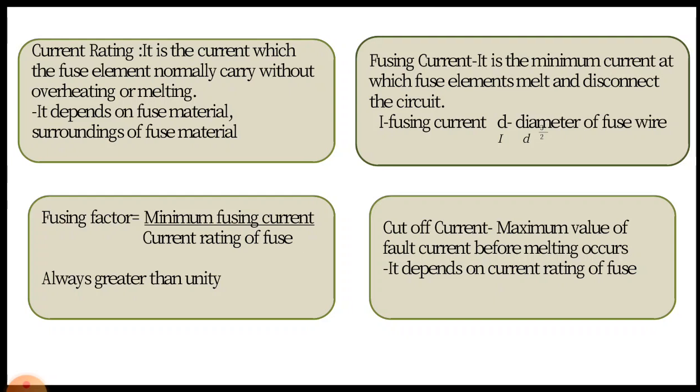Then the next term is fusing factor. It is the ratio of minimum fusing current to the current rating of the fuse. Here the minimum fusing current is always the larger value. Current rating is less than this fusing current. So the fusing factor is always greater than unity. The next term is cutoff current. The maximum value of the fault current before melting occurs is called cutoff current. It depends upon the current rating of the fuse.